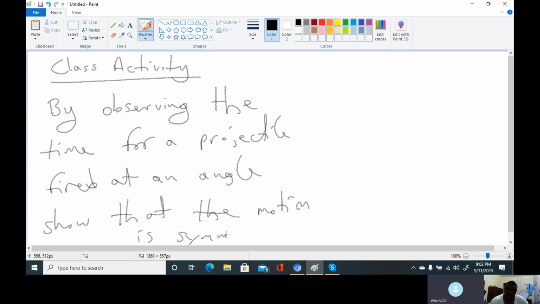Show that the motion is symmetrical. All right, so go 5 minutes, and based on what we discussed, you can draw a graph to start you off, just to remind yourself of what symmetrical is, and then now you can go into the mathematics.